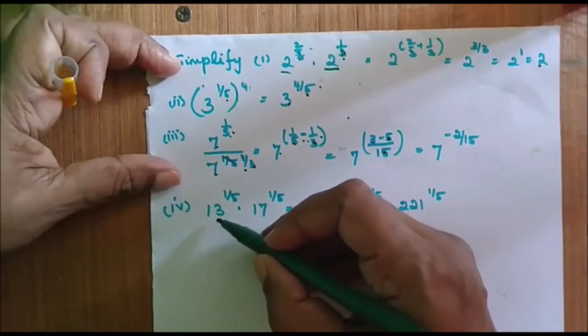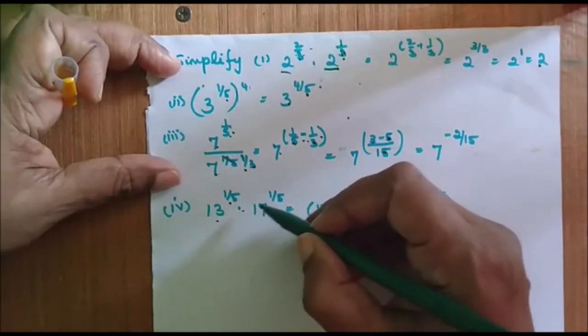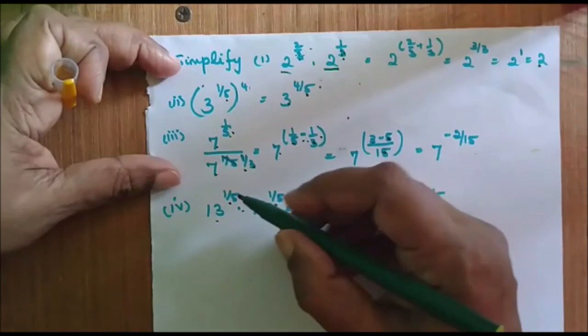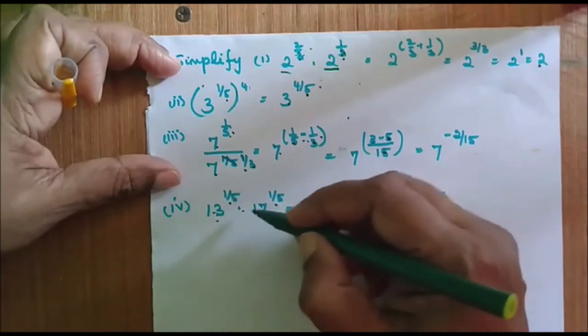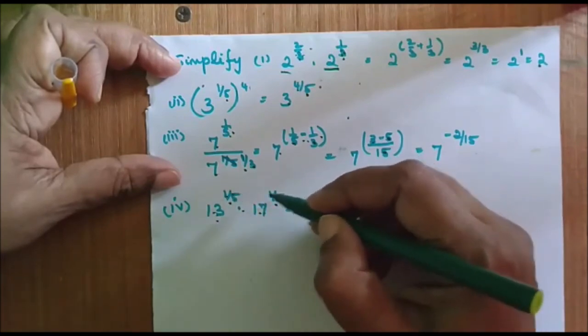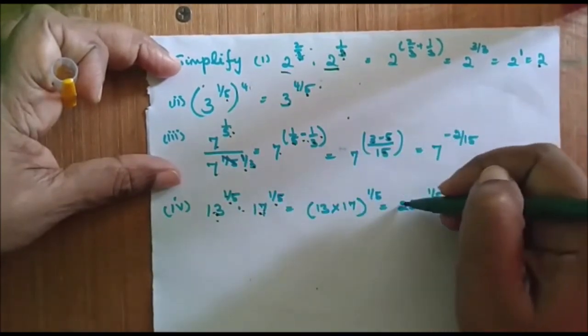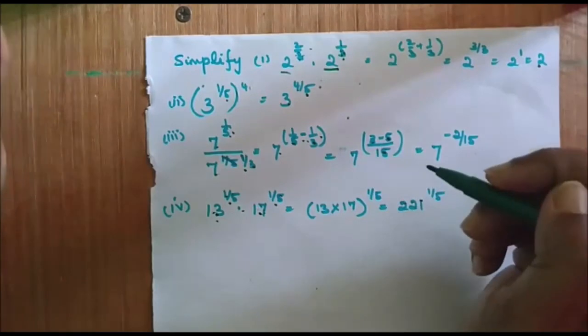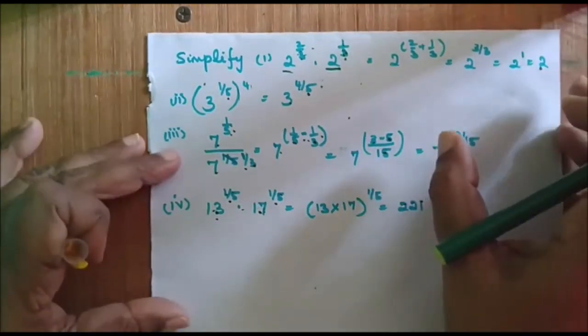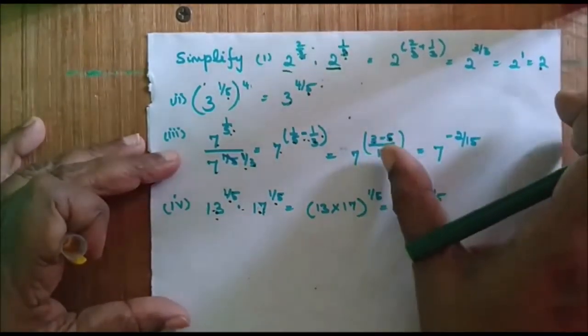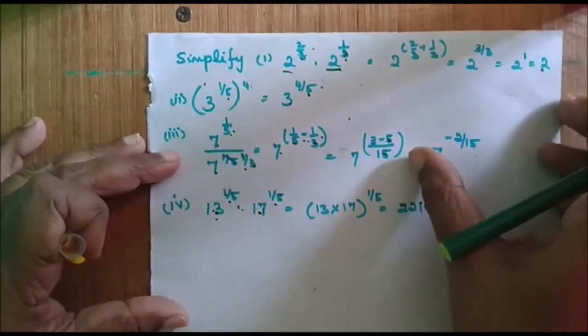Similarly, we have 13 to the power 1 by 5 into 17 to the power 1 by 5. In this case, the bases are different but the powers are the same. So we can multiply 13 into 17, which is 221, the whole to the power 1 by 5. So these are some examples we saw with regard to the exponents.